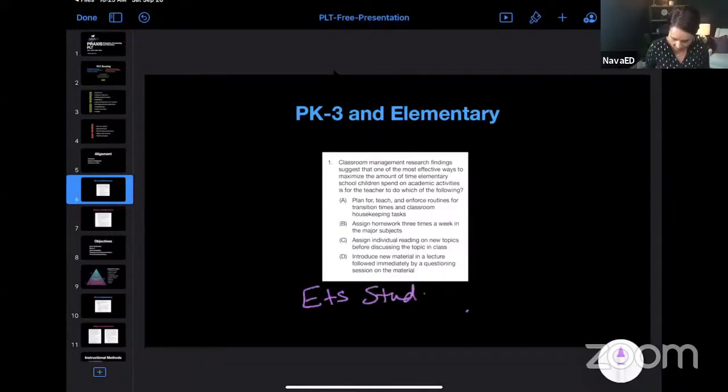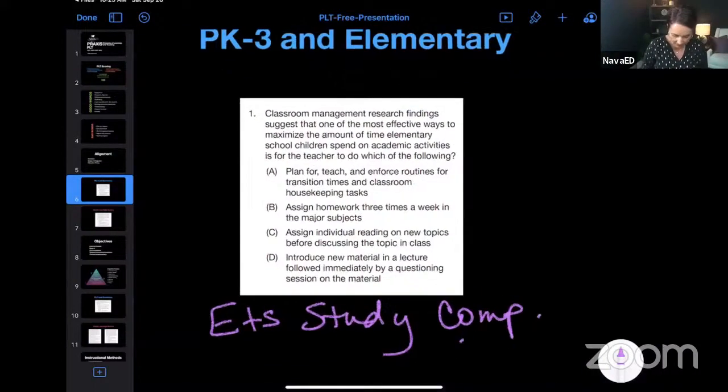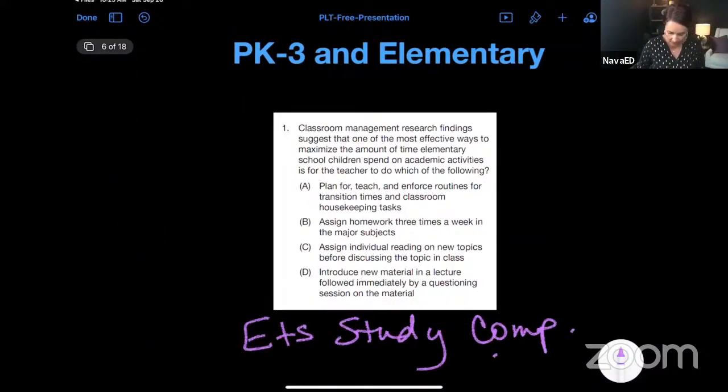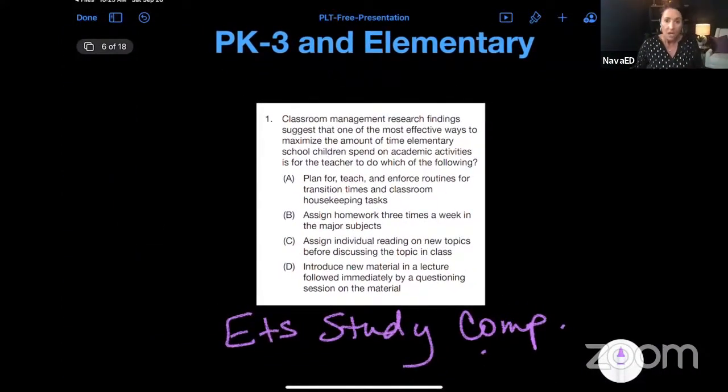You did get study questions from us in your handout. We are going to talk about those. I'm actually going to use the constructed response, but I wanted to go through the ETS questions so you can see exactly what they're doing here. So I'm going to give you a second to take a look at this.